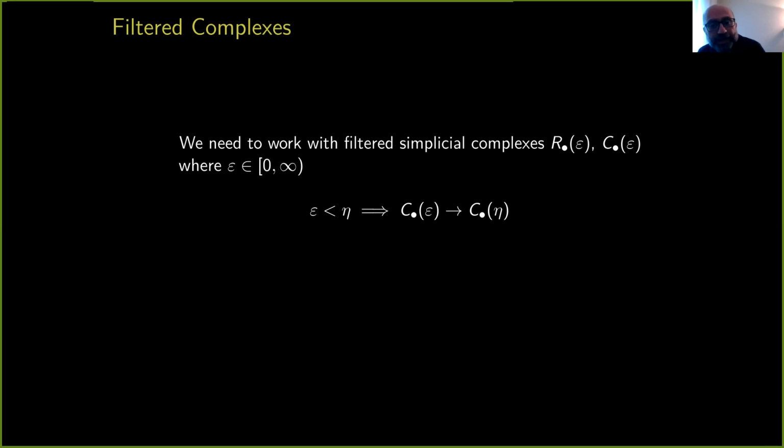And what happens is that since this is a filtered object, if my parameter epsilon is less than my parameter eta, there is going to be a map of complexes. Actually, this map is an injection, because if you increase the filtration parameter, your complex actually increases, or the size of the complex becomes bigger.